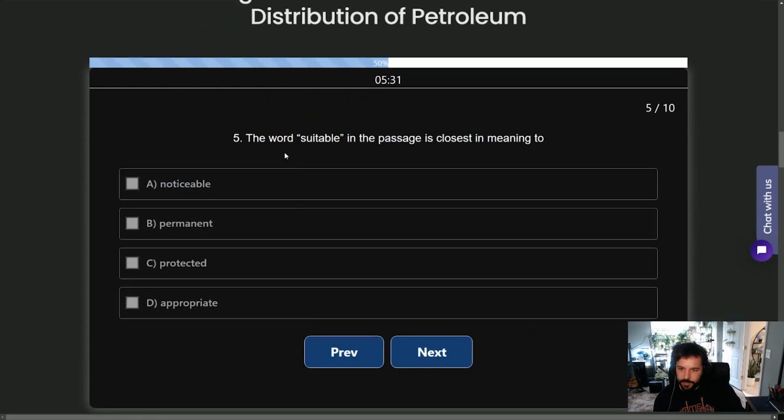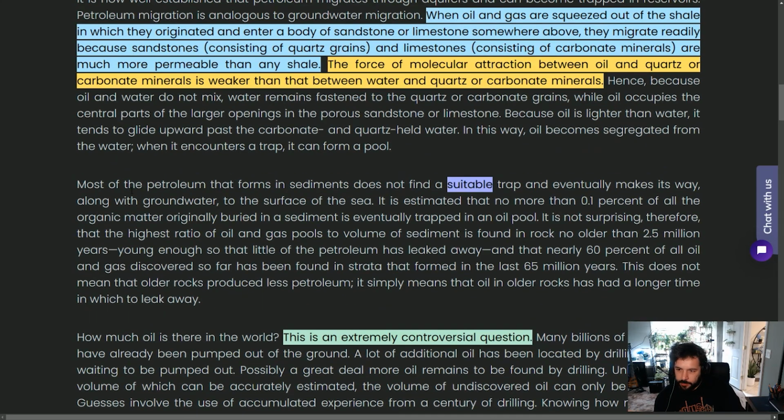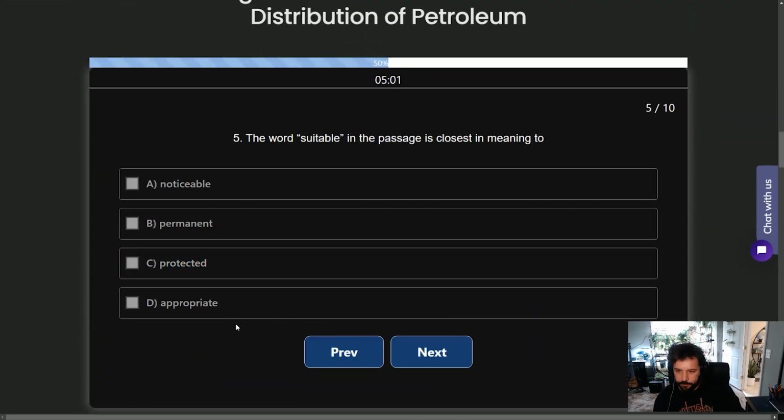Now let's see. The word suitable in the passage is closest in meaning to. Suitable, it's something that suits you, or something that matches, something that is okay for you, or something that is acceptable. So let's see. Most of the petroleum that forms in sediments does not find a good trap or find a suitable, matching, or acceptable, or let's just say good trap, and eventually makes its way along with groundwater to the surface of the sea. So they don't find a good one.